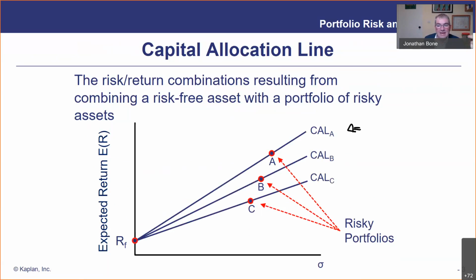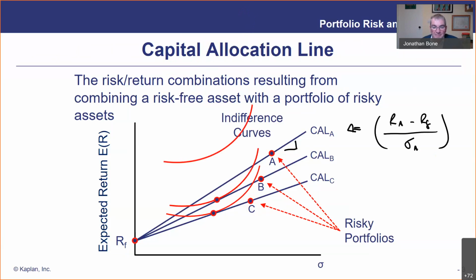Okay, the way we can calculate the gradient of our line is by taking the return on portfolio A minus the risk-free rate over the standard deviation of portfolio A. That is going to be the gradient of your capital allocation line. Okay, and remember, it's looking at excess return per unit of risk. I always want more return per unit of risk.